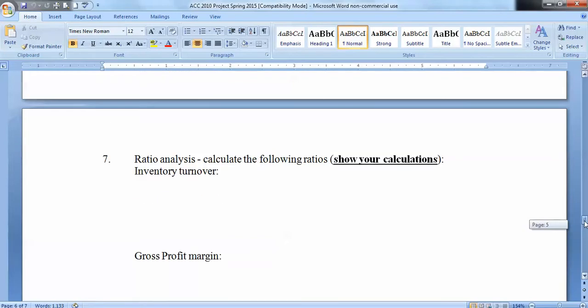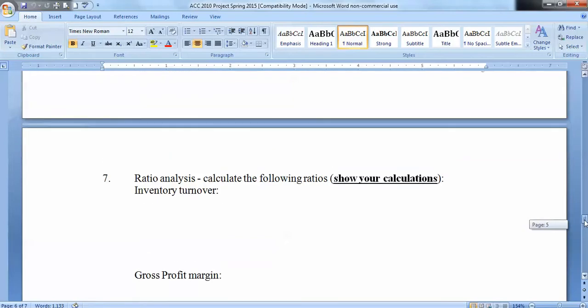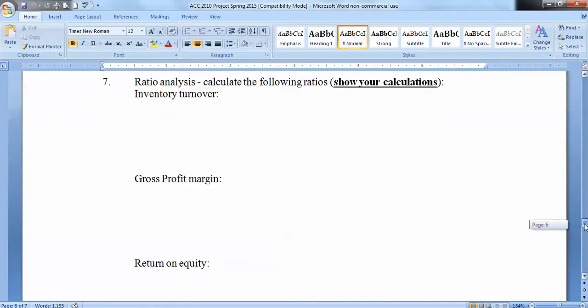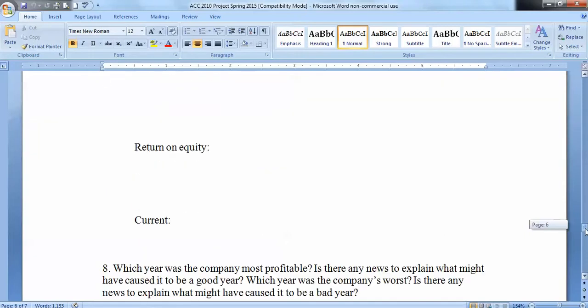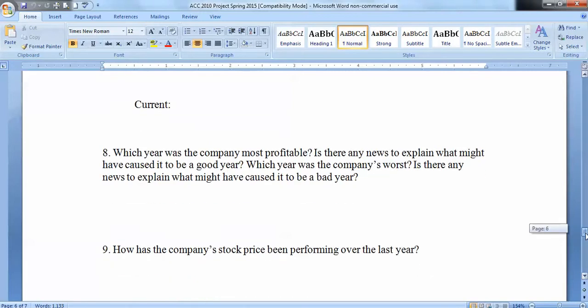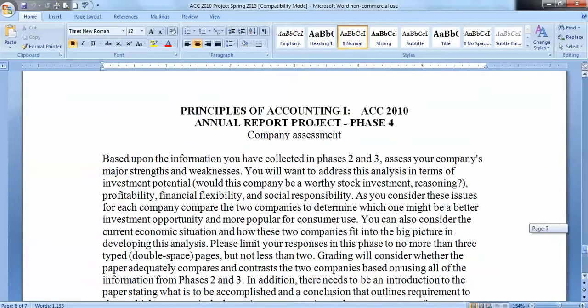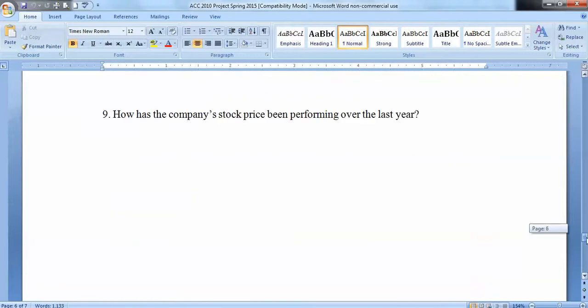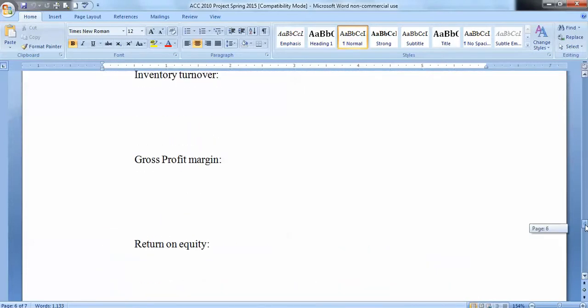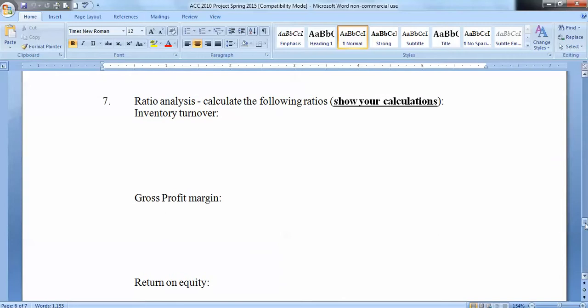you are going to be doing a ratio analysis of inventory turnover, gross profit margin, return on equity, and the current ratio. And so one of the things that the project asks you is which year was the company most profitable, and different types of questions concerning the profitability and comparing your company to the other company in your project. And so these ratios are very helpful to compare one company to the next.